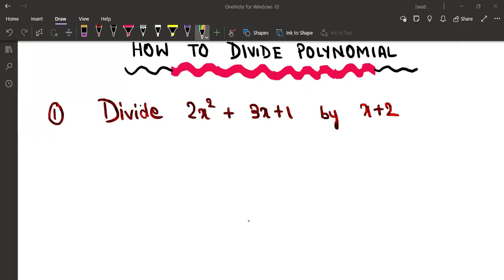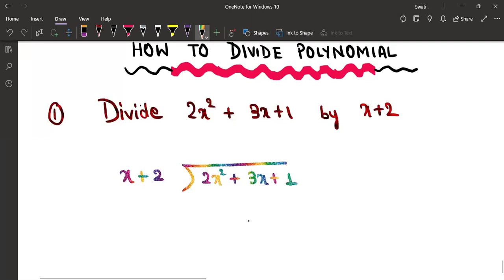Okay, so you know how to divide the numbers. Same way we have to divide the polynomials also. So if we have to divide this 2x squared plus 3x plus 1, this polynomial, by another polynomial, x plus 2, what we will write on? We will write on x plus 2 here, and we will draw this symbol, and then we will be writing this 2x squared plus 3x plus 1 here. Correct? Is this step clear?